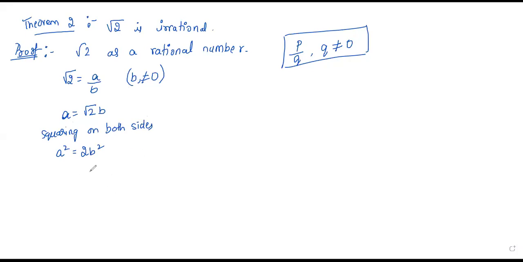Correct? So I just change it: 2B square is equal to A square. I just swap the values. Clear till here?